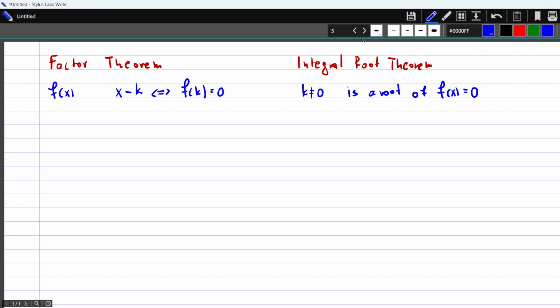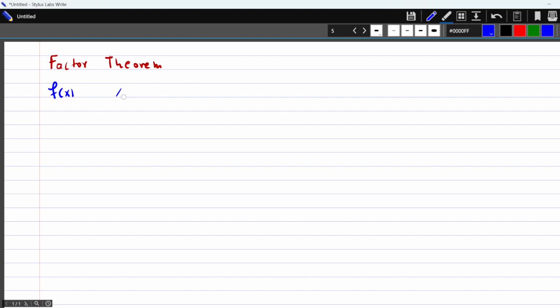So, let's see how this works through an example and how this helps us solve the equation f of x equals 0. Let me erase those. You can always pause and write down what I have written before I erased. So, let's see this through an example. We have this exercise.